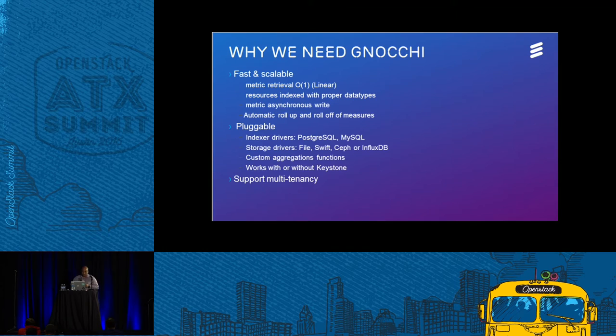So why do we need Gnocchi? It's fast and scalable. Metric retrieval is in a linear fashion, in the order of one. Resources are indexed with the proper data type, and it writes the metrics in an asynchronous fashion. And the biggest feature that Gnocchi has is the automatic roll-up and roll-off of the measures.